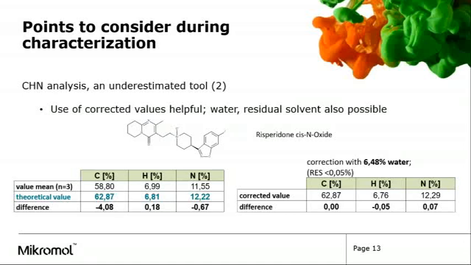And in fact, this is a case where the amount of water needed to be considered. This had an appreciable level of water, almost 6.5%. And if one corrects the values obtained for the amount of water that was present, actually you come up very close to the theoretical for the compound expected. So that again shows how CHN analysis can be useful.